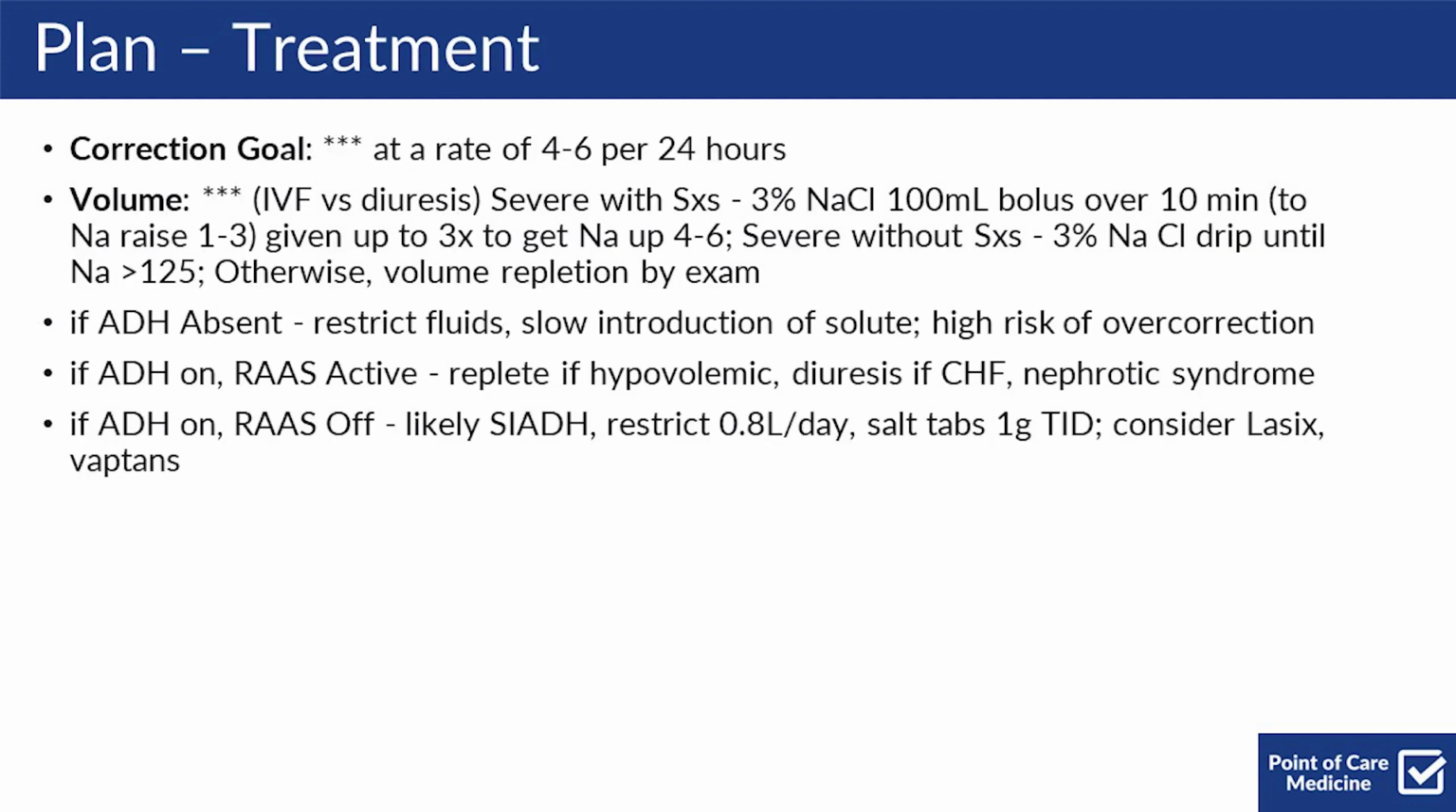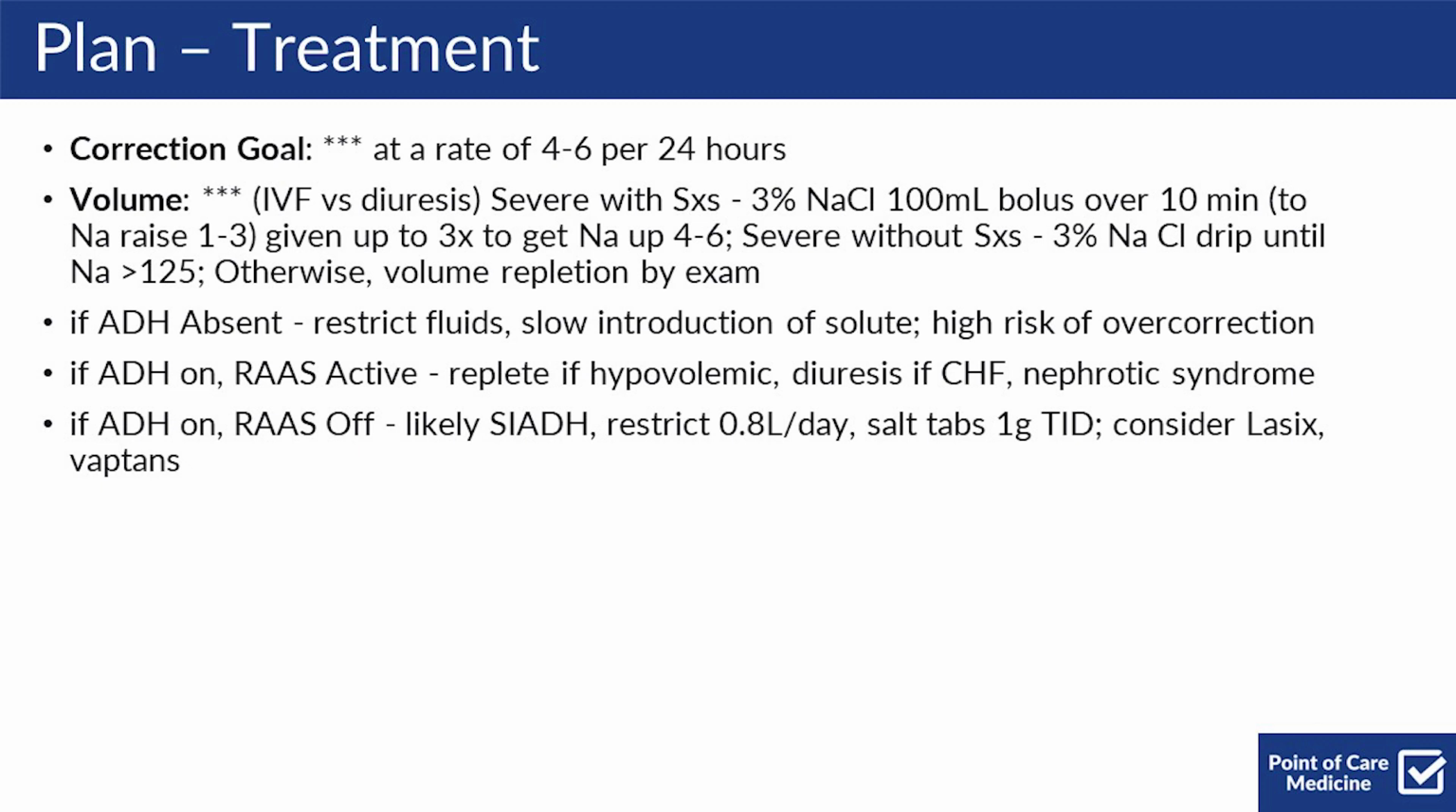In terms of the treatment, you have a correction goal at a rate of 4 to 6 per 24 hours. Usually you don't want to go greater than 8, but 4 to 6 is a good thing to start with so that you don't overcorrect. When thinking about what kind of volume to give, you should be thinking about either giving fluids or actually taking fluids out via diuretics.